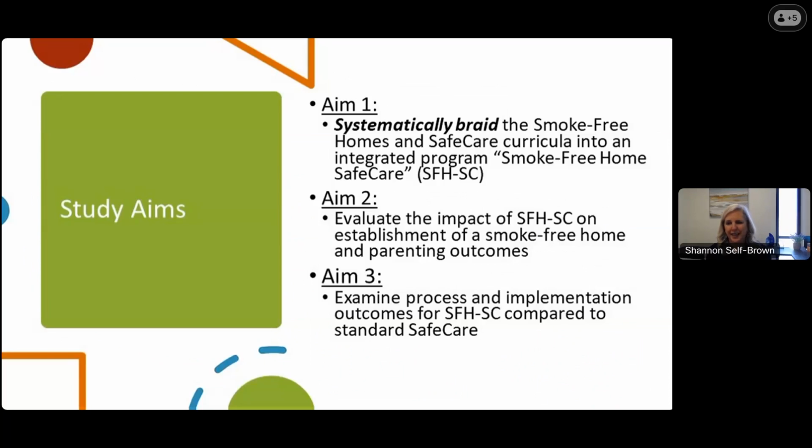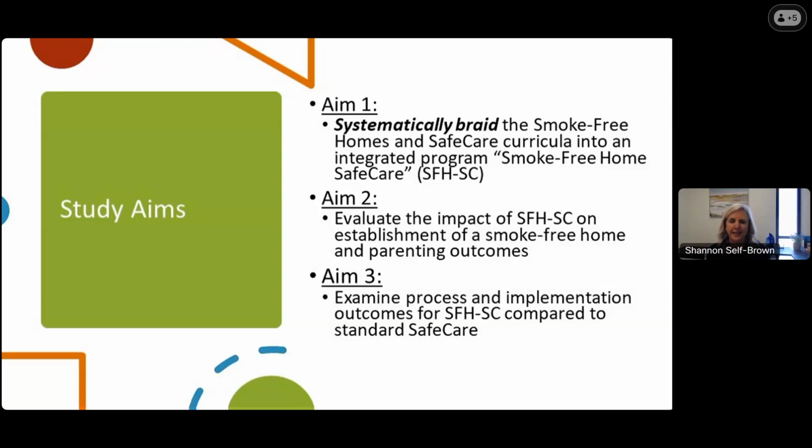So this brings me to the aims of our current R01 project. Its aim one was to work on the systematic braiding of the smoke-free homes intervention, which was developed by Michelle Kegler, and the Safe Care intervention, which is the child maltreatment prevention intervention that I do most of my research on. And we wanted to braid these into an integrated program, so more along the lines of the smoothie analogy that was just given, and really be able to deliver this intervention within ongoing Safe Care implementations that are occurring across the U.S.